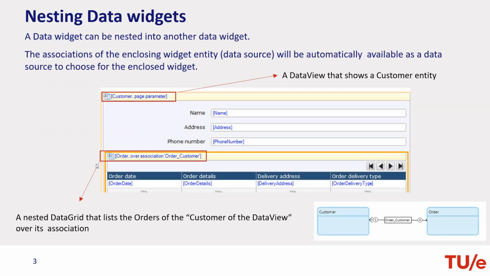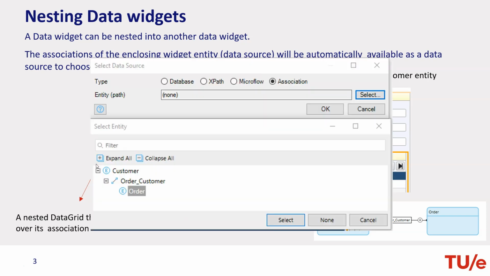In Mendix, one way to represent the associated entities of an entity is to nest them into the data view of the entity using a list widget. In the example here, we see orders of a customer in a data grid enclosed by the customer data view. Association data source type is key for linking the enclosing and the enclosed data widgets. In other words, the entities of the enclosed list widget will be retrieved over their association with the entity of the enclosing data view.